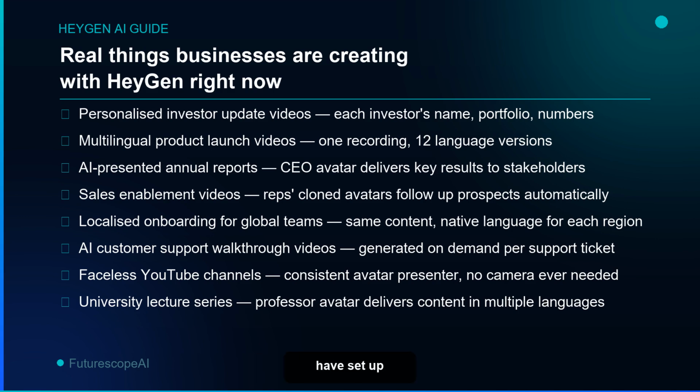Sales teams have set up automated follow-up systems where their cloned avatar sends a personalized video to each prospect after a call. Global HR teams are building localized onboarding in every language their offices operate in. Support teams are generating AI walkthrough videos triggered by specific help tickets. And faceless YouTube channels with a consistent AI avatar presenter are growing audiences without the creator ever appearing on screen.